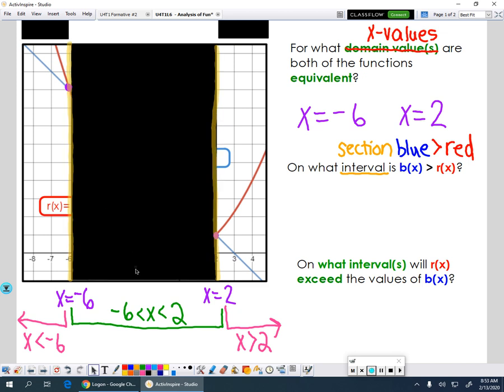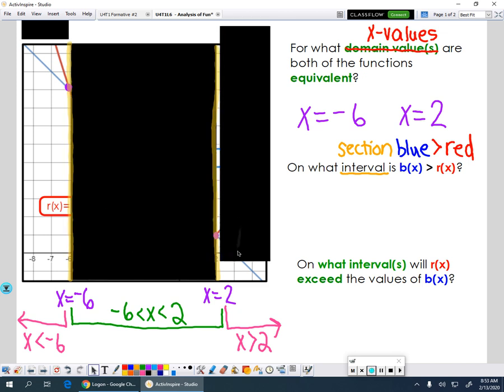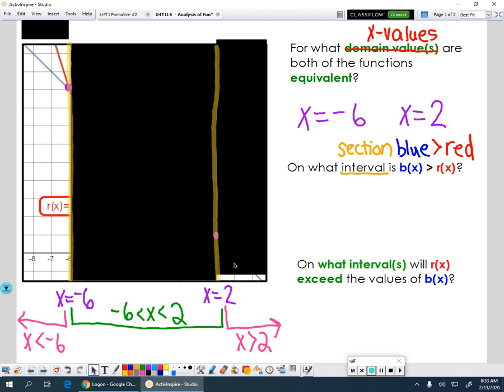So I'm going to start looking at just this left section over here. And when I look at this, I can see my blue line here, and I can see my red line here. Now, the way we can tell a line is greater, it's going to have greater y values. It's going to be above the other line. So in this question, we want to know where our blue line is above our red line. That's not this section, because we can see our red line is above our blue line.